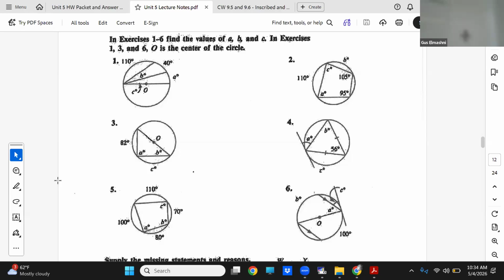It's the center of the circle. Okay, C is half of A. B is half of 40. For 2, C plus 95 equals 180. A plus 105. A's half 180.